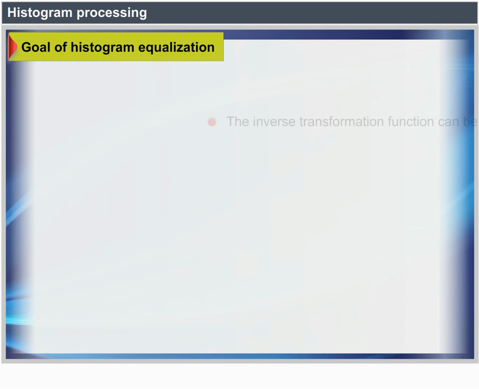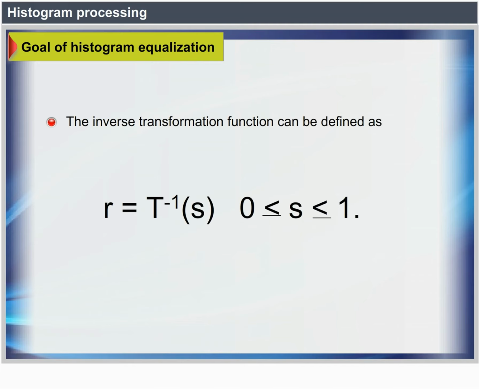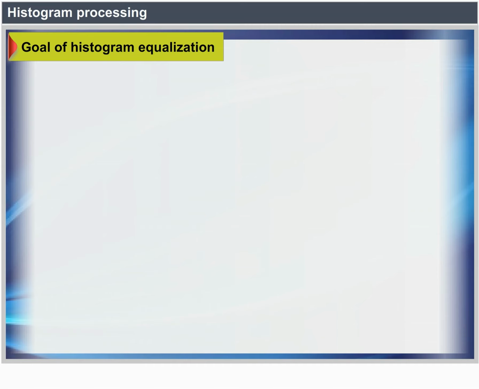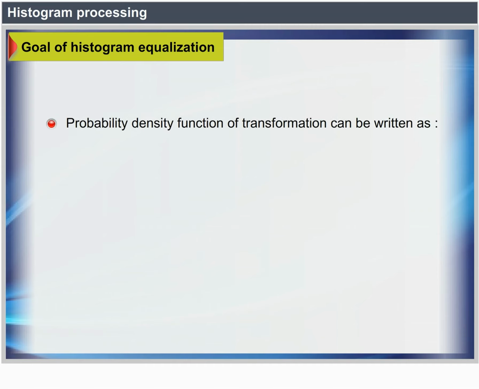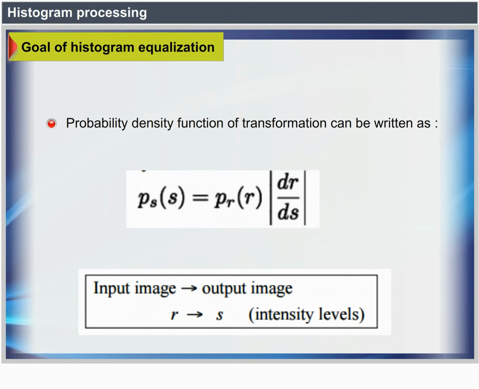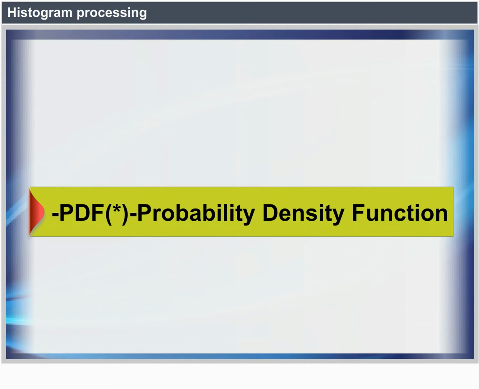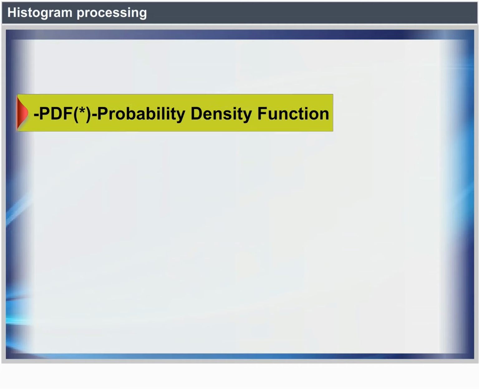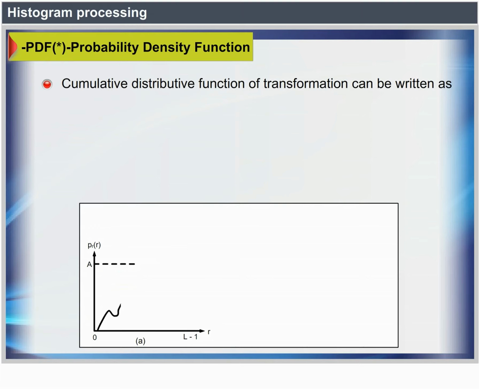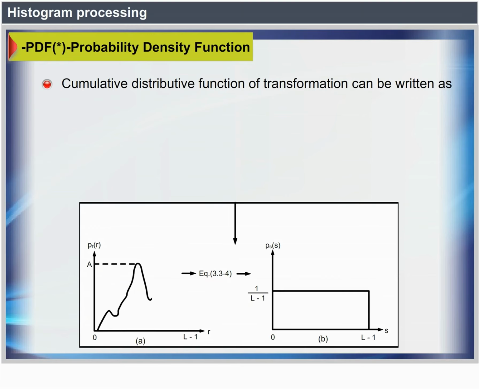PDF, probability density function. Cumulative distributive function of transformation can be written as shown on screen. Below figure shows an arbitrary PDF, result of applying transformation in an intensity level. The equations are as shown on screen. Histogram equalization or histogram linearization, discrete form. The equations are as shown on screen.